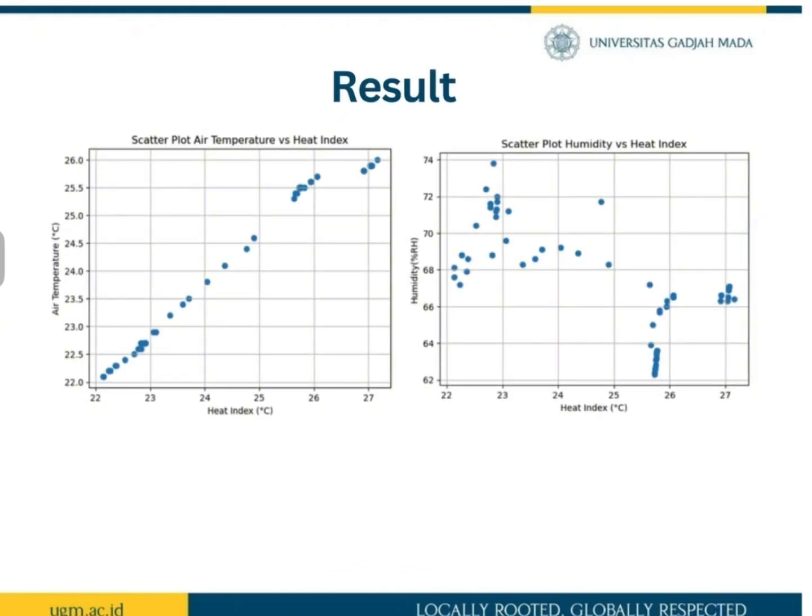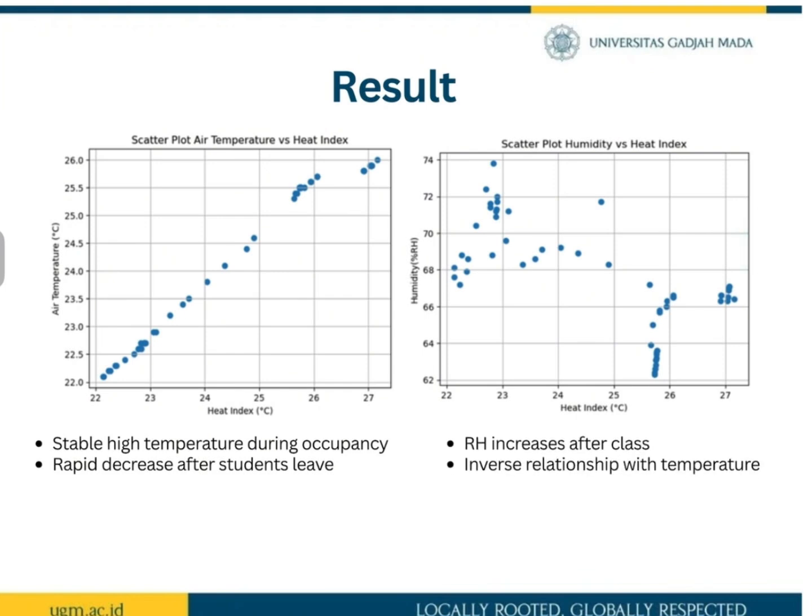The following slide presents scatter plots illustrating the relationship between heat index, air temperature, and relative humidity. Based on the scatter plot between heat index and air temperature, a nearly linear relationship can be observed, where an increase in air temperature is followed by an increase in heat index. This indicates that air temperature is the most dominant parameter influencing perceived thermal comfort in the classroom.